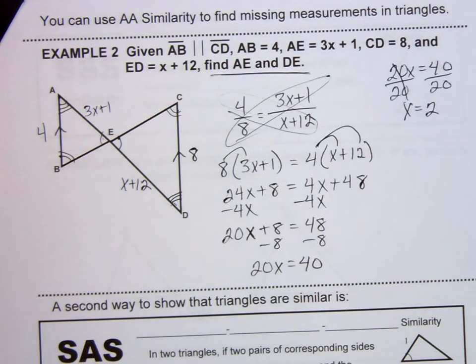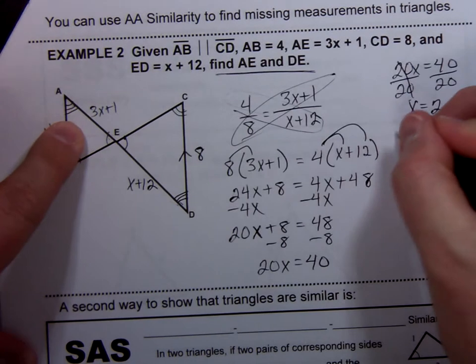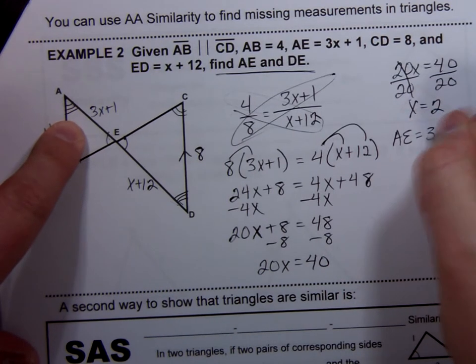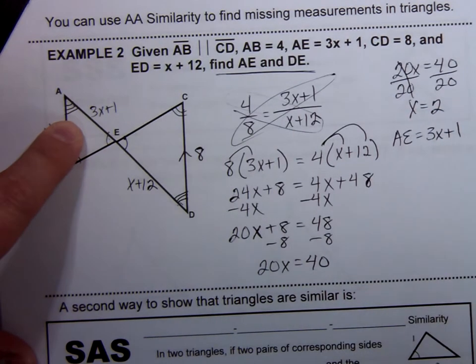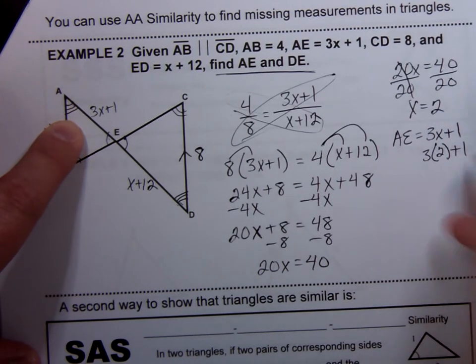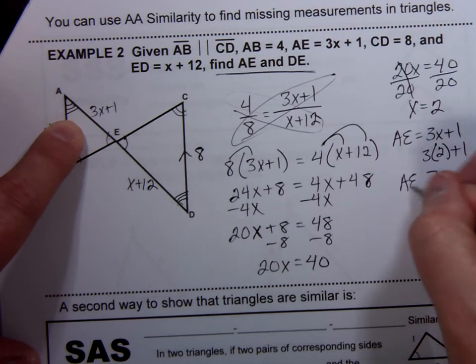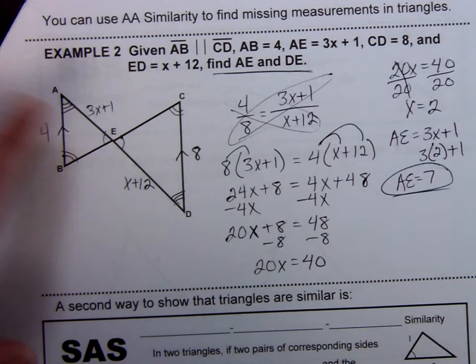So now we're not done, because the directions did not ask us to solve for x. They asked us to find the distance from A to E and the distance from D to E. So for the distance from A to E, we had an expression of 3x plus 1. Now that I know what x is, I can substitute that number in. 3 times 2 is 6. 6 plus 1 is 7. So the distance from A to E is 7.